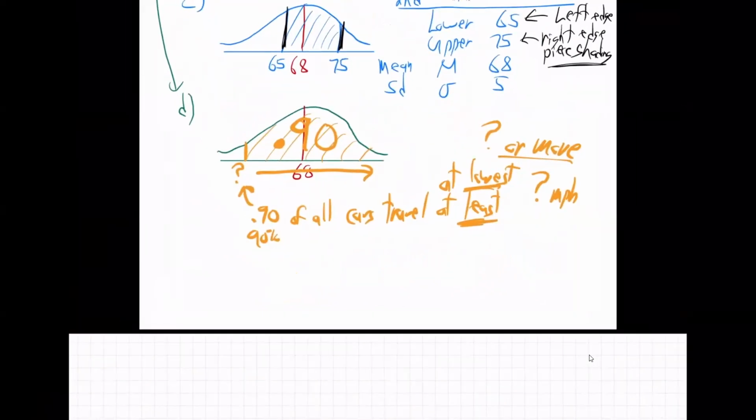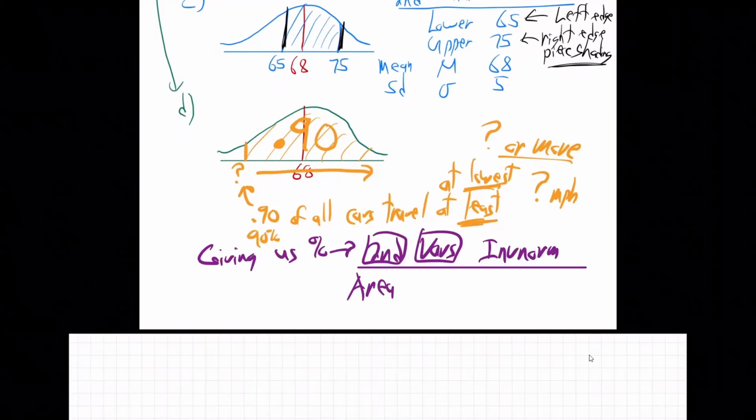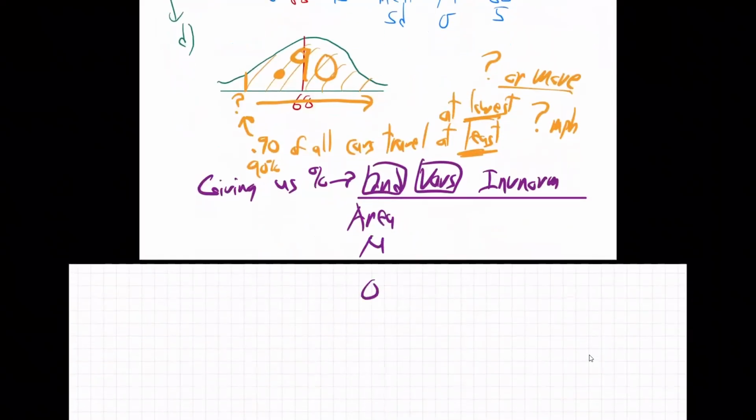So they're giving us a percentage. So I'm going to go second vars, and I'm going to go to inverse norm, which is like the third option. Inverse norm, right? Okay, and then what are you going to do on that? Well, it has 3 options. It has area, and then mu and sigma, those are the same. Mean, standard deviation, no big deal, right? And that's the same as it always was.